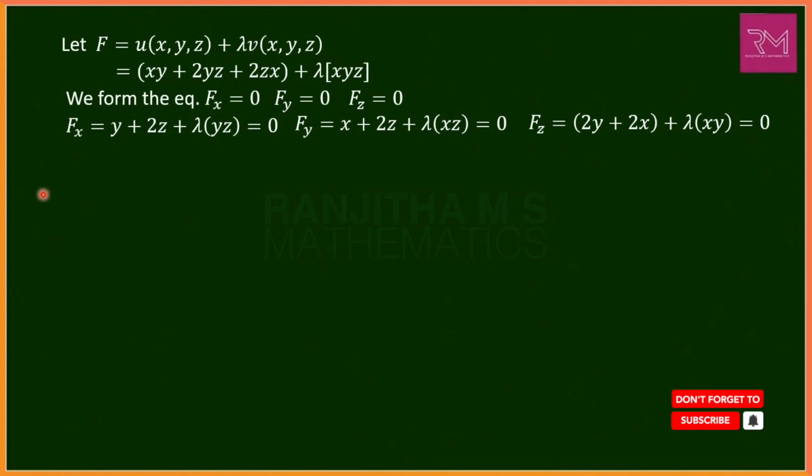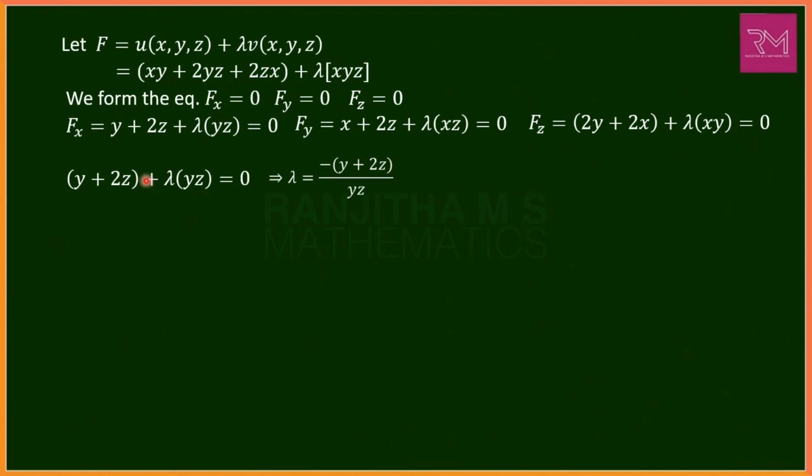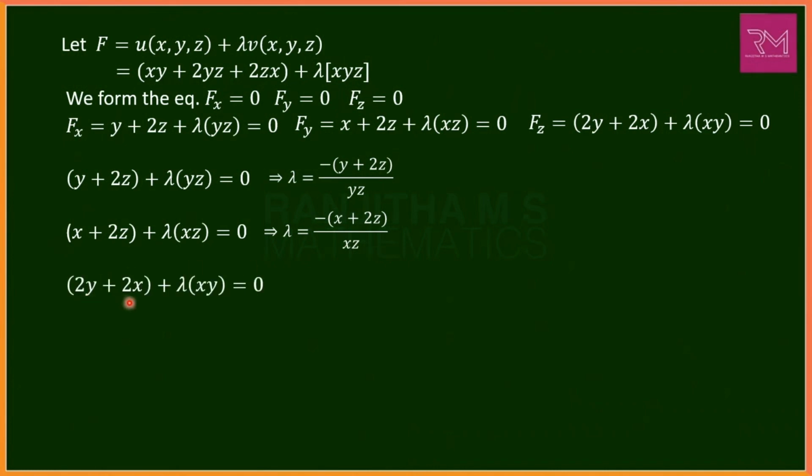From these three equations, if y plus 2z plus lambda into yz is equal to 0, which implies lambda is equal to, if we take y plus 2z to the right hand side, that becomes minus (y plus 2z). If we take yz to the right side, we get divided by yz. Hence we get lambda is equal to minus (y plus 2z) by yz. Similarly, if we take x plus 2z plus lambda into xz is equal to 0, we get the value of lambda as minus (x plus 2z) divided by xz. In the similar way, 2y plus 2x plus lambda into xy is equal to 0. Hence we get lambda value as minus (2y plus 2x) divided by xy.